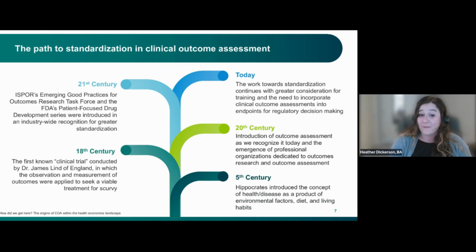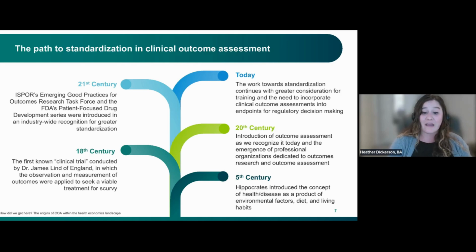James Lind used observation of sailor health combined with an experimental design that evaluated differing dietary practices to find a viable treatment for scurvy. So Dr. Lind based his observations on several different outcomes that might be familiar to us even today.